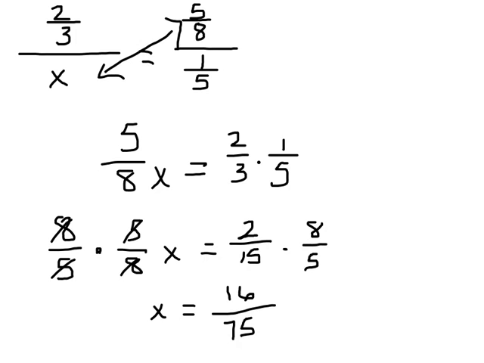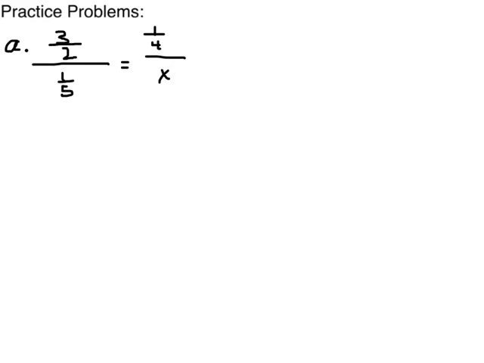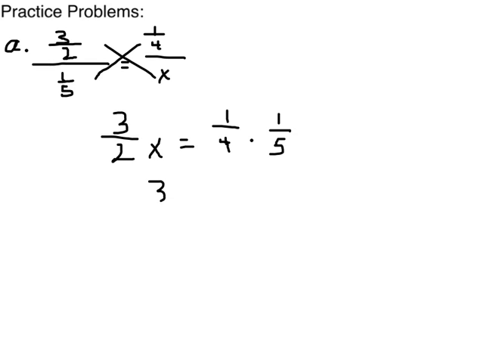Okay, let's work your practice problems together. We cross-multiply 3 over 2 x equals 1 fourth times 1 fifth. So 3 over 2 x is equal to 1 over 20. Invert here and multiply.